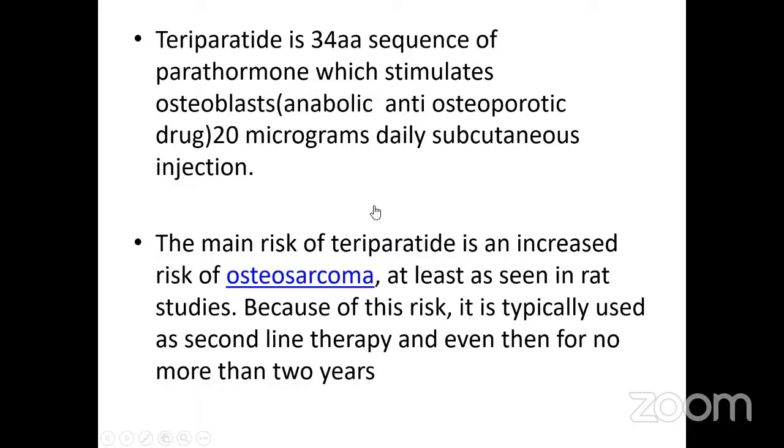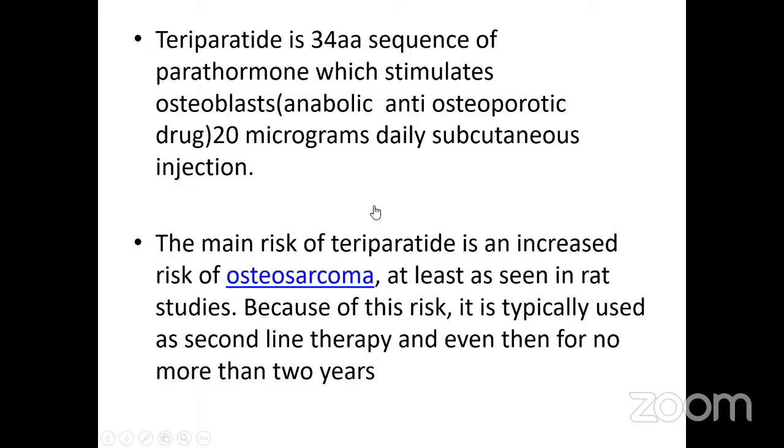Parathormone, actually, what is the action of parathormone on bone? It actually mobilizes calcium from bone to blood. It causes hypercalcemia and hypophosphatemia. That means it actually causes resorption of bone. But what happens when you take the first 34 amino acid sequence of the parathormone and you give it in a pulsatile manner? That means every day you give it, every 24 hours you give a small dose of 20 micrograms, it actually, even though it stimulates the osteoclast, it indirectly stimulates the osteoblast also.